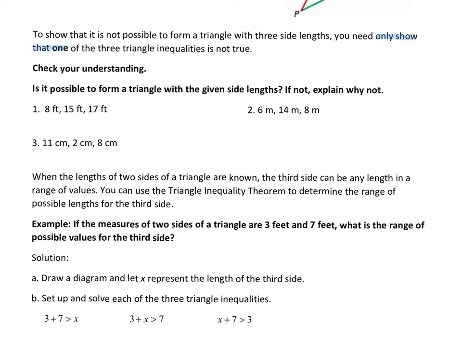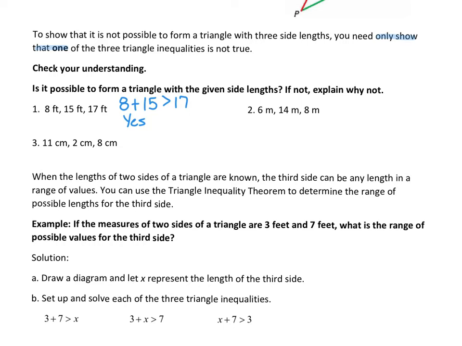So in example 1, we're given the lengths 8 feet, 15 feet, and 17 feet. Again, I want to choose the two shortest lengths, so that would be 8 and 15. So if I do the sum of 8 plus 15, that is greater than 17, because it's 23. So my conclusion would be that yes, we could form a triangle with those three lengths.